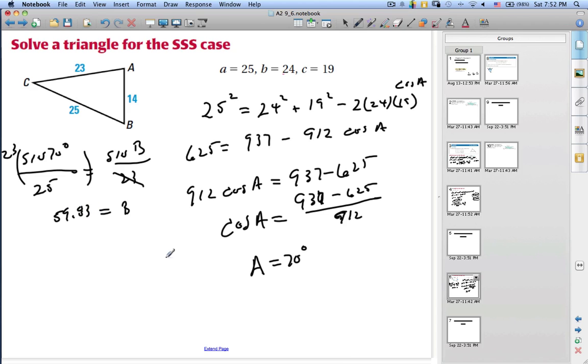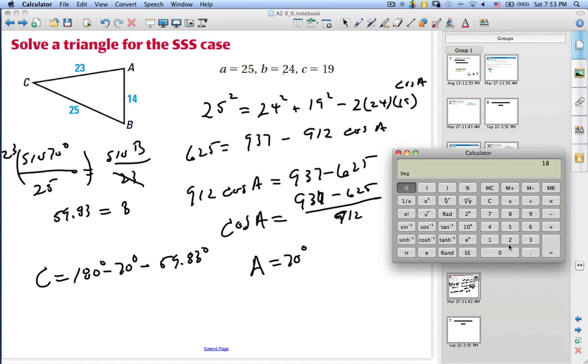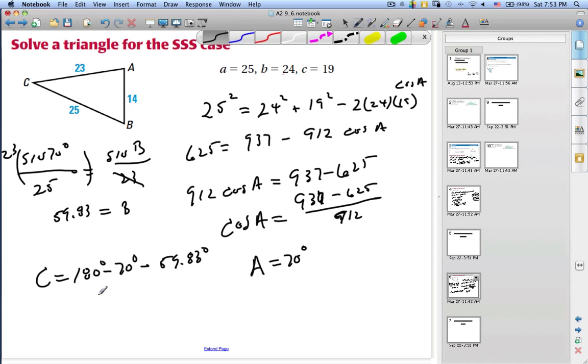Now I know that angle C will be equal to 180 minus 70 minus 59.83. Going to go ahead and do that with the calculator. So I'll have 180 minus 70 minus 59.83. And so angle C is 50.17.